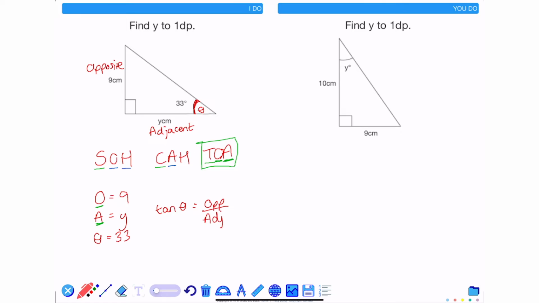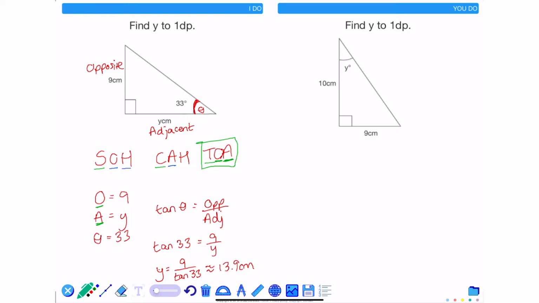Substituting in the information I've been given, tan of 33 is equal to 9 divided by y. Rearranging this gives y is equal to 9 divided by the tan of 33. And this, to one decimal place, is 13.9 centimeters. And this would be the final answer to this question.